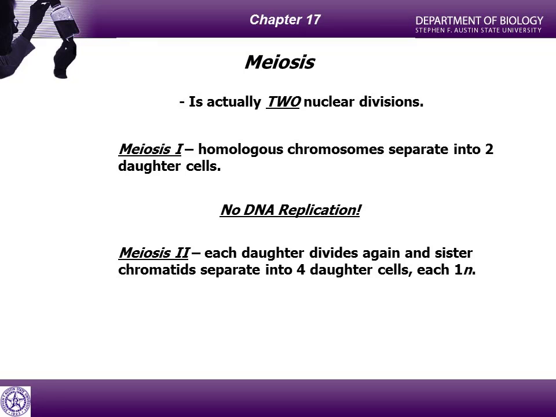Now, I want you to understand the difference between meiosis 1 and meiosis 2. In meiosis 1, and it's very hard to word this because I don't like using separate there. So I'm going to paraphrase this a different way. And you might want to change it in your notes. In meiosis 1, homologous chromosomes are segregated into 2 different daughter cells.